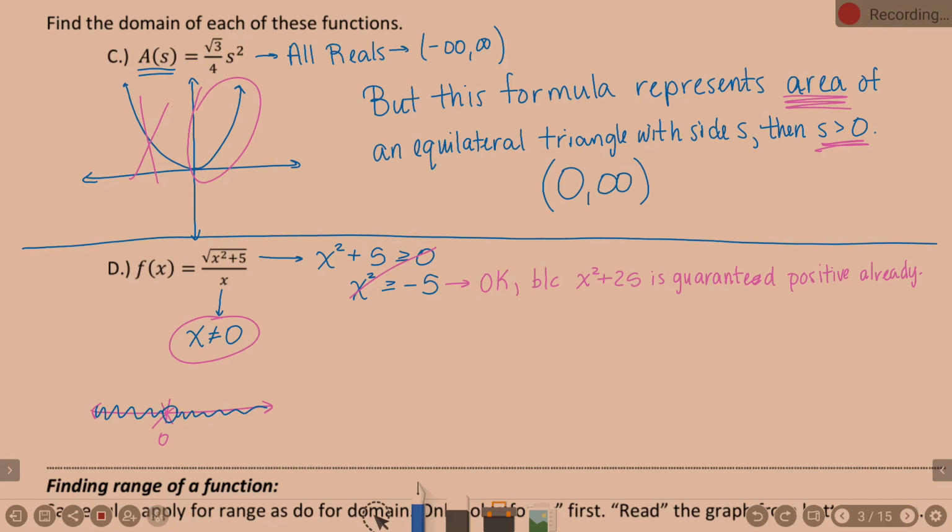That's right. So we are going to have to write two separate pieces. We're going to use union. I did hear parentheses, and yes, we are going to use a union. So negative infinity up to 0, parenthesis, union, 0 to infinity.